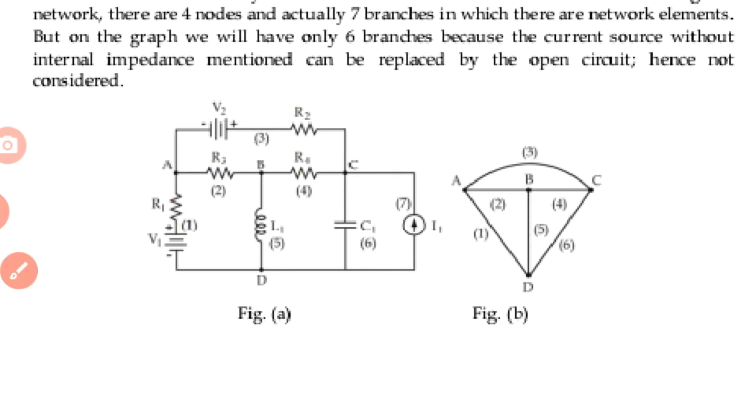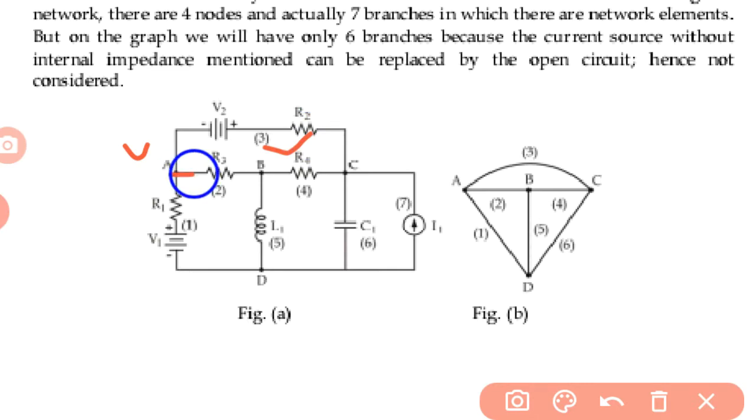Next one is the branch. A branch means the path between two nodes. Here the two nodes are A and B, and in between is one resistor. It is connected between A and B. This path is called a branch.